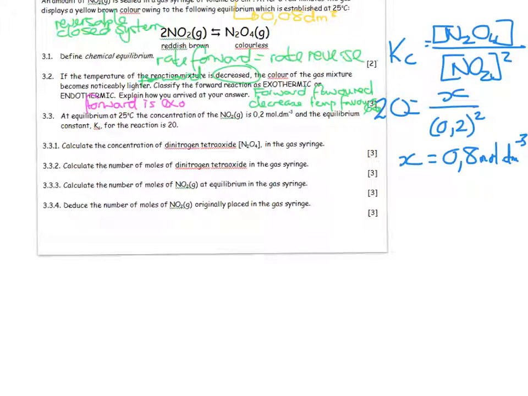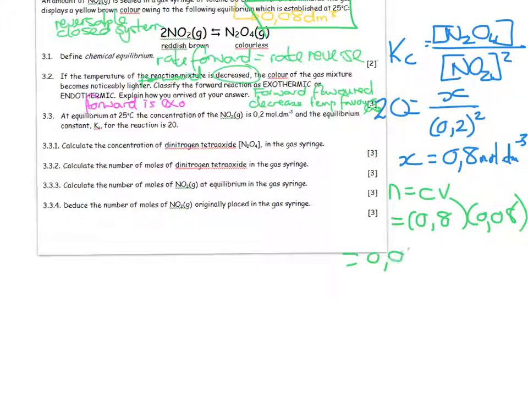Calculate the number of moles of N2O4 in the gas syringe. So, number of moles is always equal to concentration times volume. I have worked out a concentration. It is 0,8. The volume is 0,08 because we worked that out right at the beginning. And that turns out to be 0,064 moles.